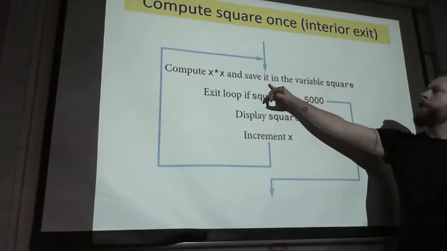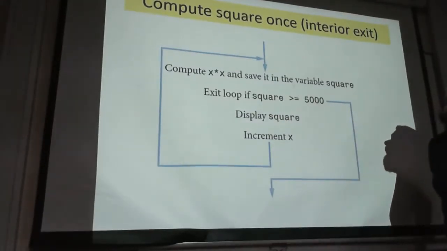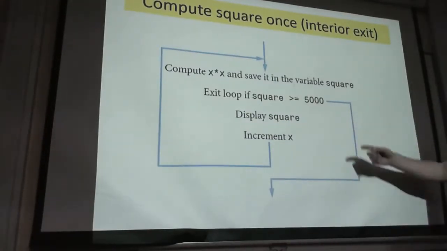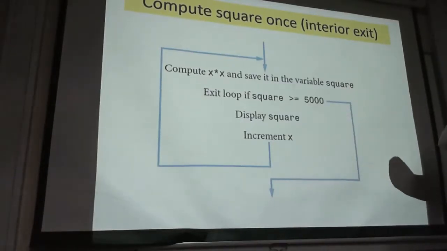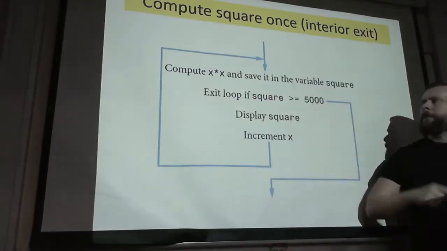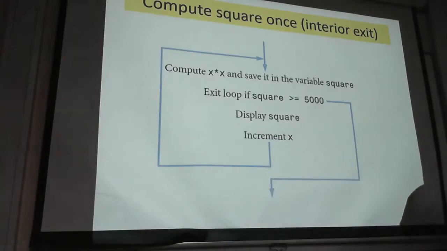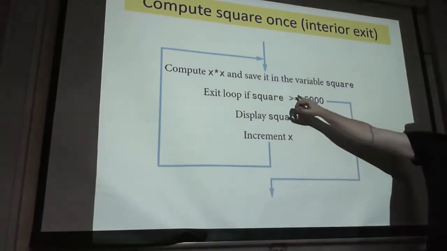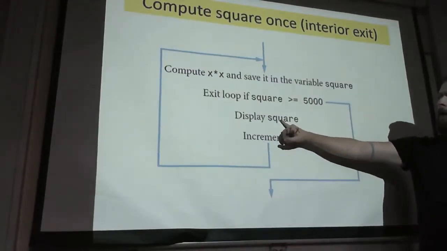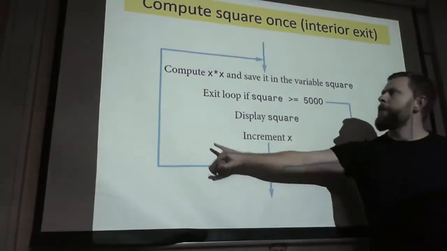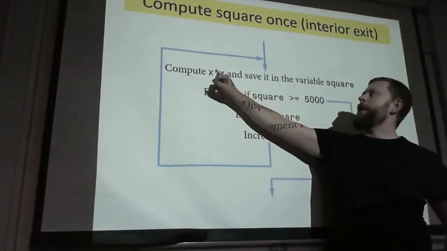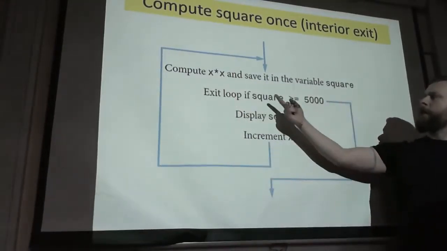So what we're going to do is compute x multiplied by x, and save it into a variable called square. So this is an augmentation of the previous example. We're going to have an if statement to check if the square is greater than or equal to 5,000. If so, we're going to quit the loop. We're going to get out of the loop as fast as we can. Otherwise, if it's not, then we're going to display the square, increment x, and go back up. We're going to compute x multiplied by x, save it into variable square, and then run this if statement again.